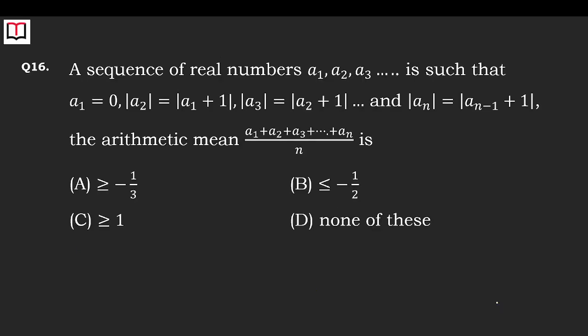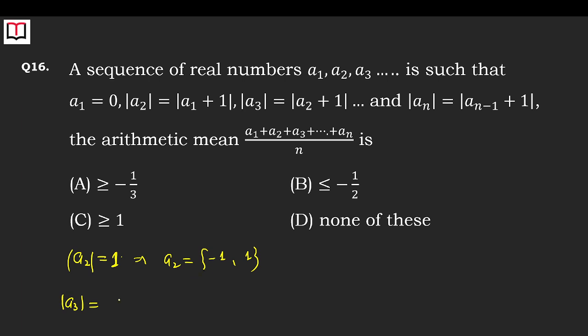Now moving to the 16th one, a sequence of real numbers is such that... see, here what I did was simply I just went for writing a2. a2 is nothing but mod of 1. Now the mod of a2 is 1. Okay, so that means the possible values of a2 are minus 1 and 1. Then I thought, okay, let me try to get a3. Mod a3 is mod of a2 plus 1.